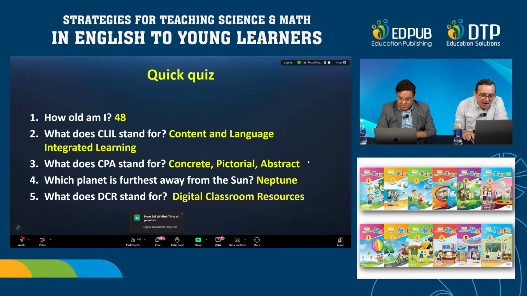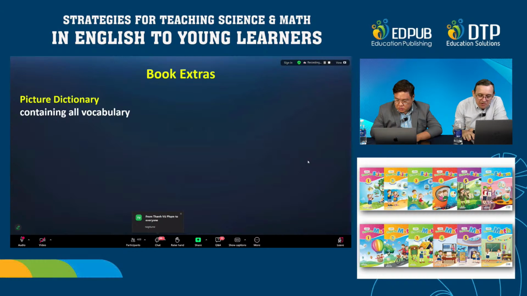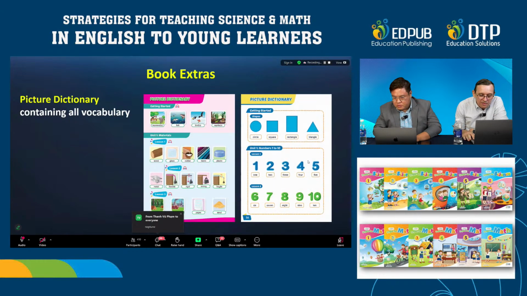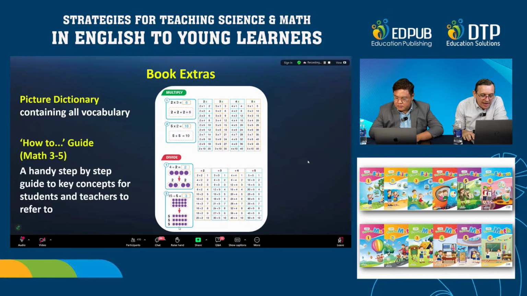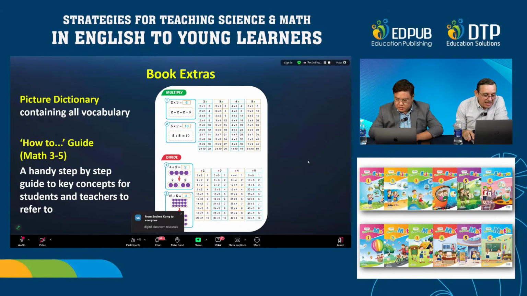Just to finish off, I'm going to give you a little bit more info about the books and some of the extras that we've got. In the back of every book, we've got a picture dictionary containing all of the vocab. We've also got a how-to guide in math grade 3 to 5, which is a step-by-step guide to key concepts for students and teachers, similar to what we're doing with the videos.